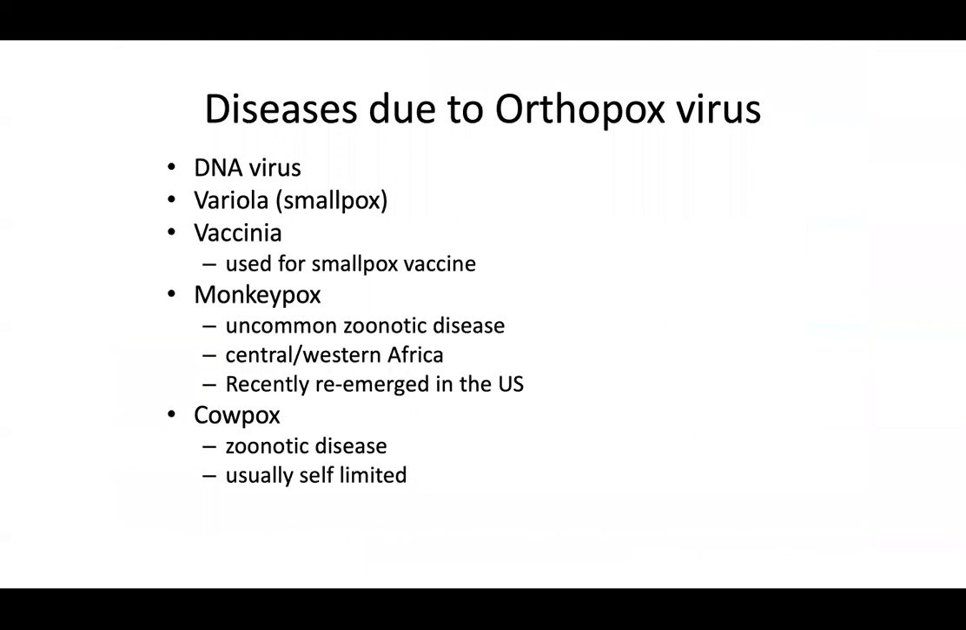Moving on to orthopox virus diseases. In general, these are DNA viruses. Examples include variola or smallpox, vaccinia used for smallpox vaccine, monkeypox. This is uncommon as a zoonotic disease in Central and Western Africa, and unfortunately has recently reemerged in the US.